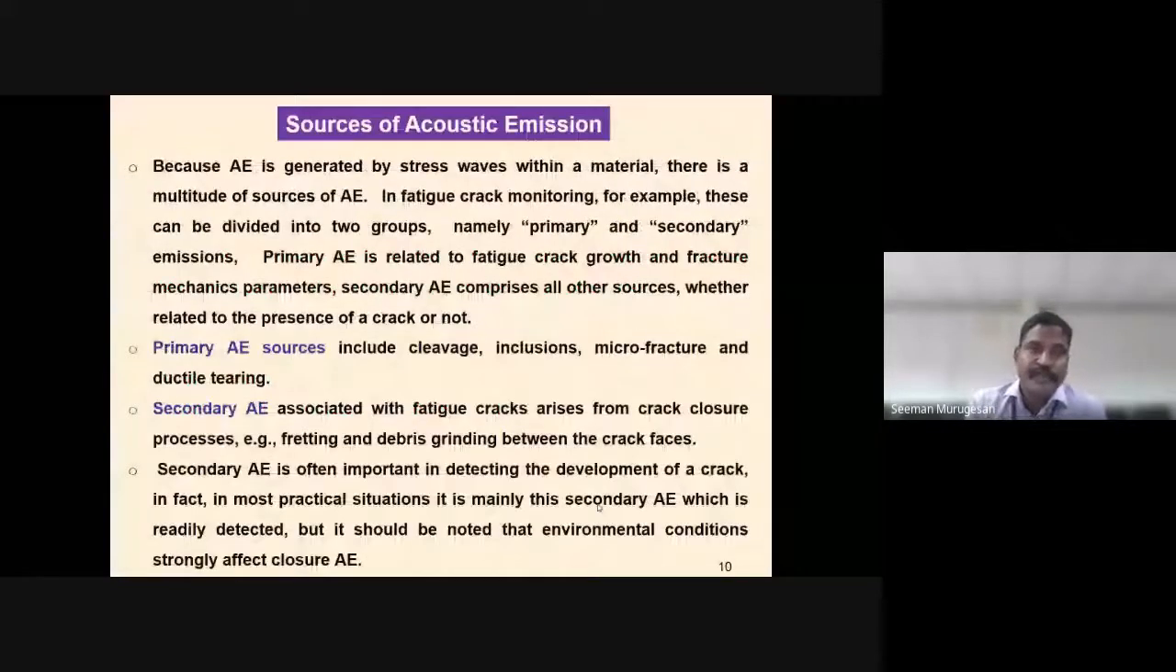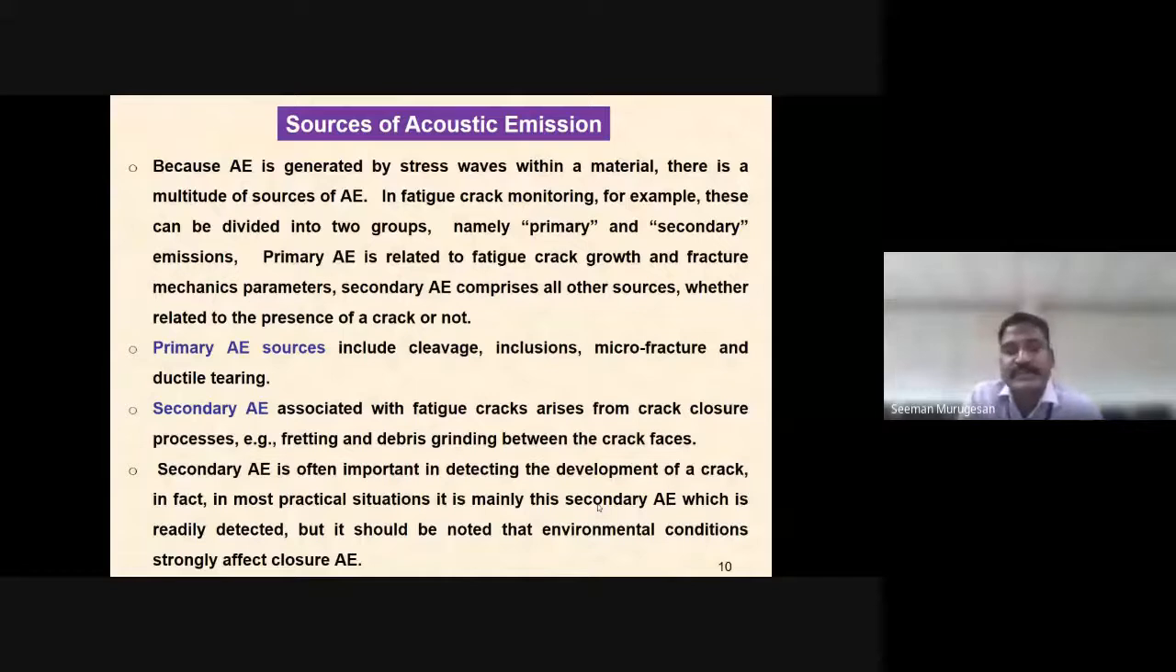What are the sources of acoustic emission? Because acoustic emission is generated by a stress wave within the material, there is a multitude of sources of AE. Take fatigue crack monitoring, for example. This can be divided into two groups, namely primary and secondary emissions. The primary emission is related to the fatigue crack growth and the fracture mechanics parameters. The secondary AE comprises all other sources.